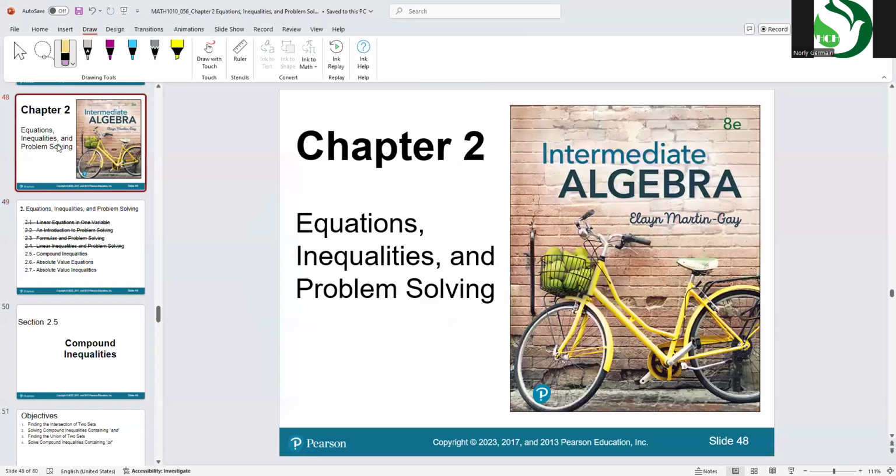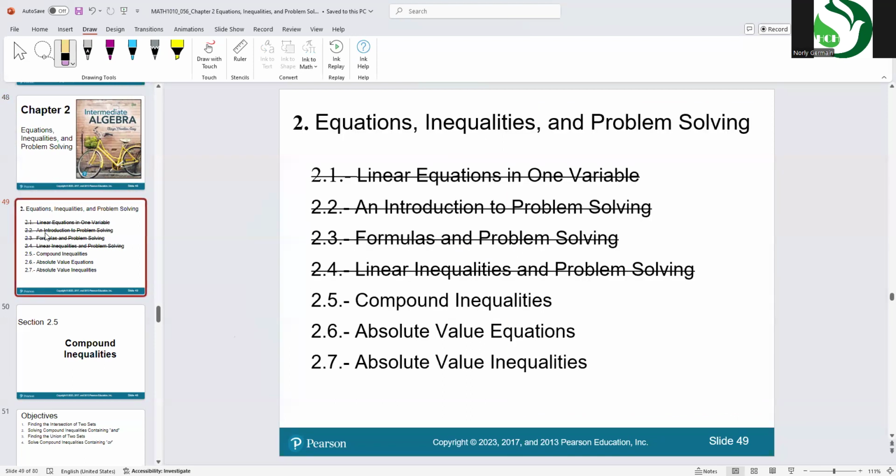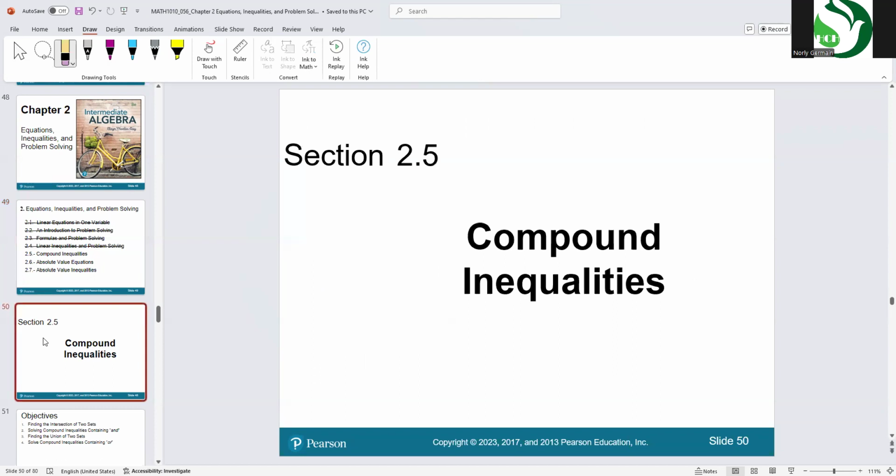In this video, we're going to continue with chapter 2, equations, inequalities, and problem solving. So far in this chapter, we went over linear equations in one variable, an introduction to problem solving. We also went over formulas and problem solving, and we took a look at linear inequalities and problem solving. In this video, we're going to focus on section 2.5, compound inequalities.